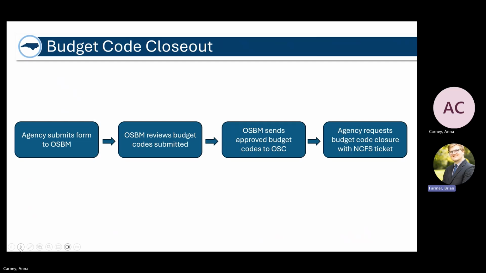At that point, the agency or university will need to follow up with NCFS or with OSC with an NCFS ticket requesting the budget code to close. OSC should already have the OSBM approval form at that point, so they can do their checks, and as part of their checks, they're checking to see that OSBM is okay with that. So just know that after you submit the form to OSBM, you will still need to submit that ticket and follow up with OSC to have a budget code removed from NCFS.